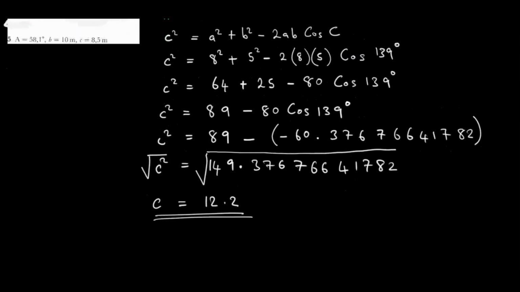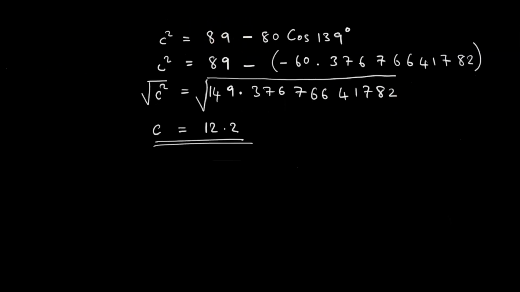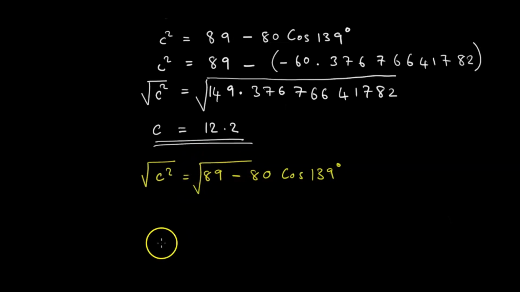As you can see, at this stage we have c squared is equal to 89 minus 80 cos 139 degrees. We haven't done the calculations yet, so at this point we can take the square root of the left hand side and the square root of the right hand side. Then c is equal to, with the advantage of a powerful calculator, we can compute the square root of 89 minus 80 cos 139 degrees as it is.